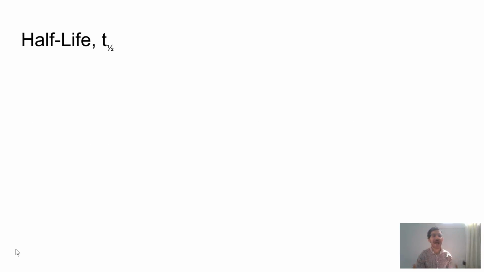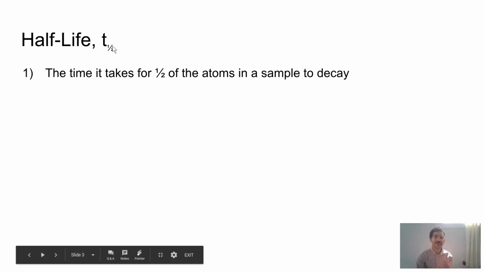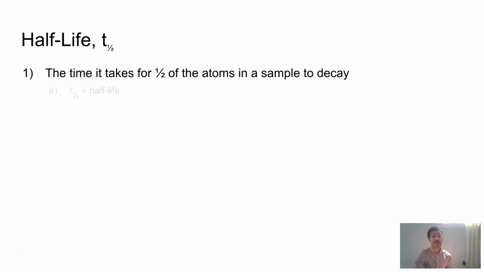Let's get going. So Half-Life, which we're going to represent with the symbol T with a little 1/2 down there, is the amount of time it takes for half of the atoms in a sample to decay. And by decay, I mean break apart into something else, so we no longer consider them to be the same atom. So as I said, T with a little 1/2 is our symbol for half-life, and we're going to measure this in units of time.